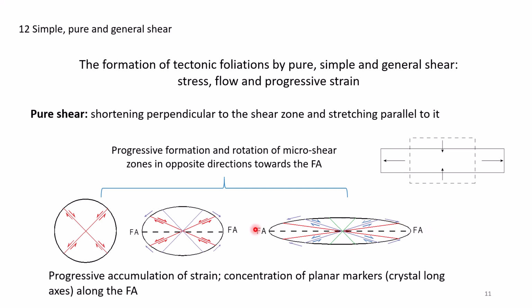compensated by lateral stretching. This is a way how we can form effective foliations, because if all our marker lines, all our micro shear zones rotate towards the fabric attractor, this will also be done by all other strain markers, such as mica grains, for instance, or flattened quartz lenses. This will end up in a pronounced, strong, possibly continuous foliation in the rock.